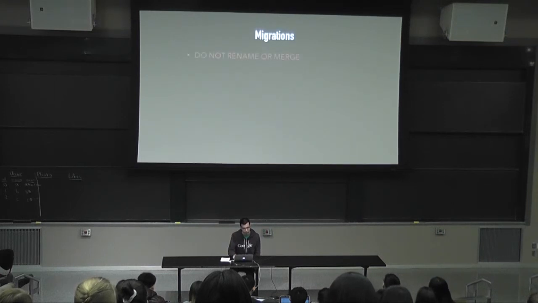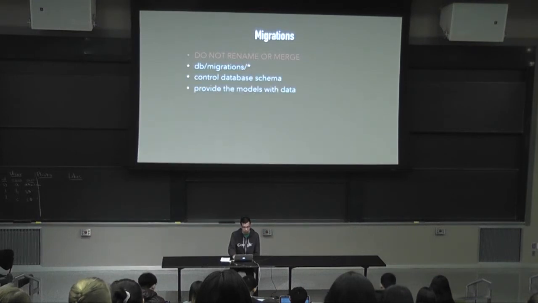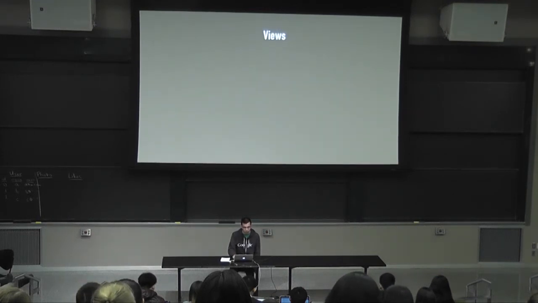Again, models are linked to migrations. You probably don't want to rename or merge these migrations because the names actually matter. They live in db/migrations, and they control the schema of the database. And the views are where the actual HTML lives. They're used to render a response, and they use templates.